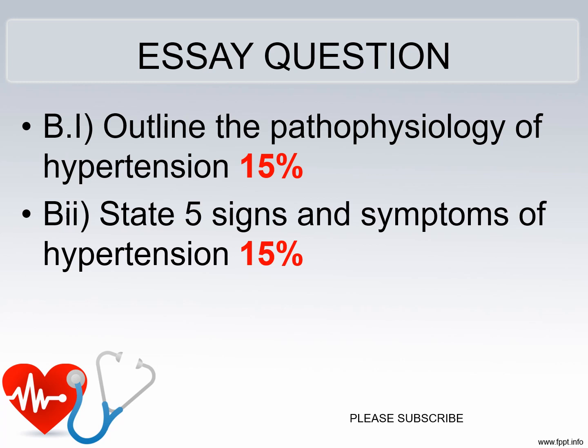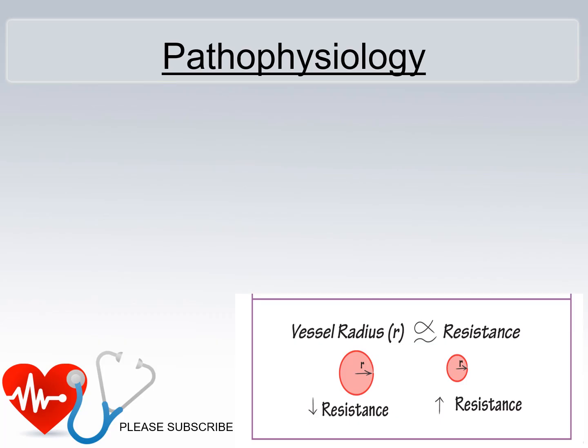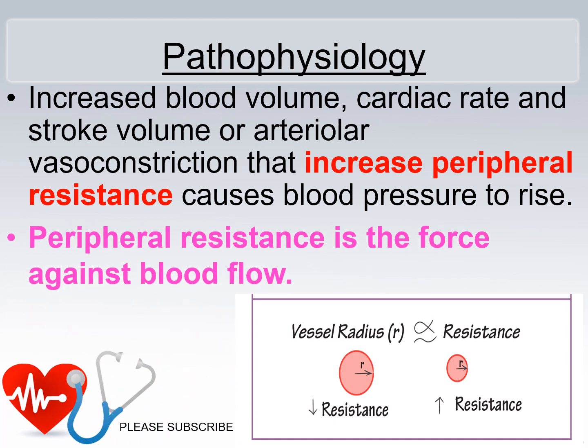So today we'll continue. So with the pathophysiology, as you are going to look at that diagram, this is the pathophysiology of hypertension. Okay, so it starts off with increase in blood volume, cardiac rate, stroke volume, or arterial vasoconstriction that increases peripheral resistance. So if the peripheral resistance increases, okay, we have the blood. So this peripheral resistance is actually the force against blood flow.